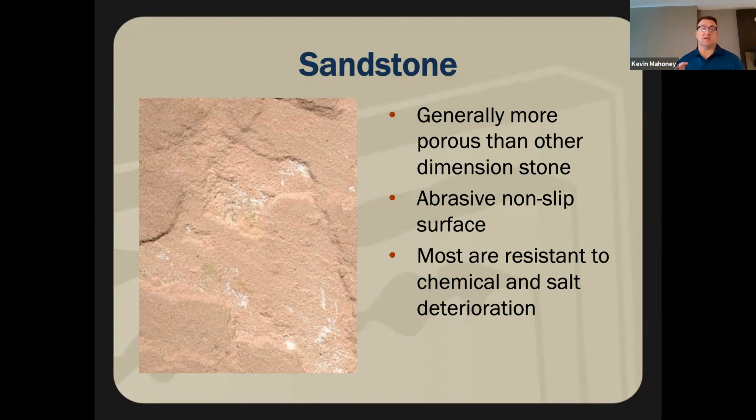Our company's actually associated with sandstone. We use the sandstone finish because it's so unique and uncommon, unduplicatable from piece to piece. And when we put it in tiles and then take those tiles and do different things with them aesthetically for interior projects. Generally, it's more porous than other dimensional stone, but even though it's more porous, it has an abrasive non-slip surface. And it's resistant to chemical and salt deterioration too, which means outside, we can use it in a lot of places and have a very durable installation that's sustainable.